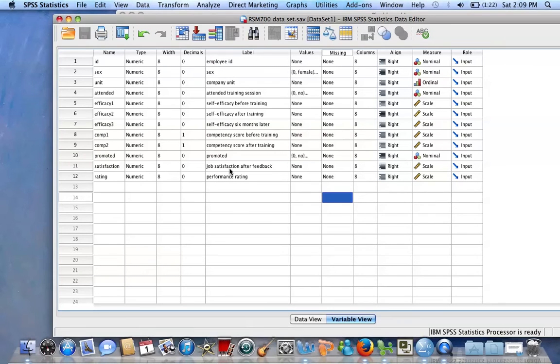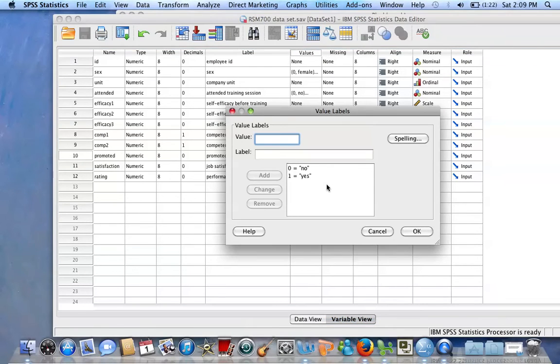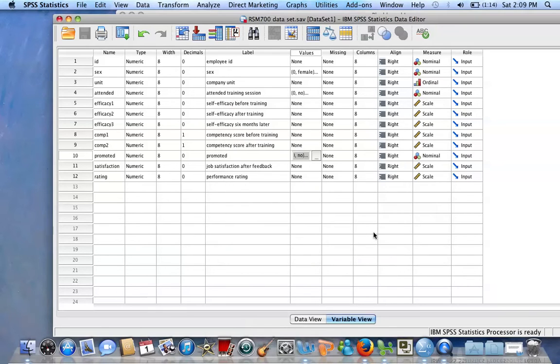We need to look at the promoted variable to see how it was coded, and we can see that it was coded with a 0 or a 1. People who were not promoted are zeros, and those who were promoted were given a score of 1, and we need that information in order to run the t-test properly. And you can get this information in variable view.